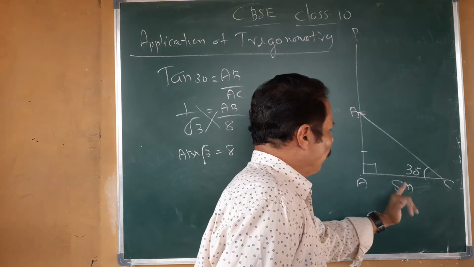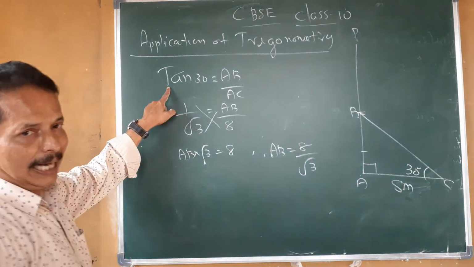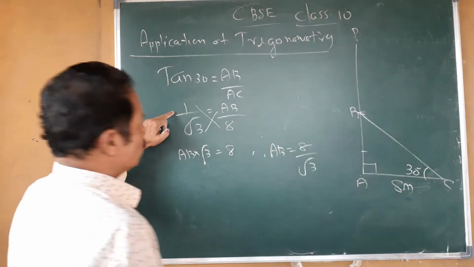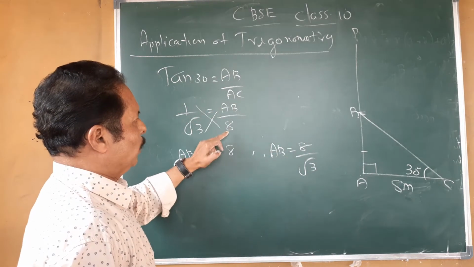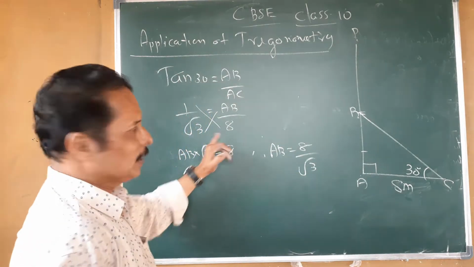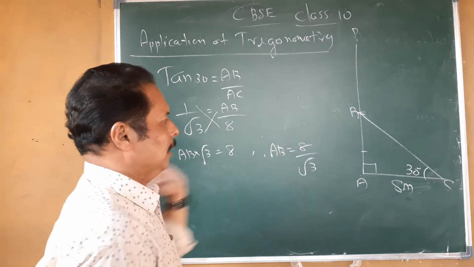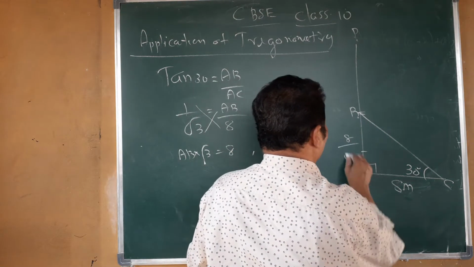See, remember, opposite side by adjacent side is tan. Tan 30 value is 1 by root 3. You substitute, you get AB by 8. And cross multiply like this, AB equal to 8 by root 3. Now this is 8 by root 3.